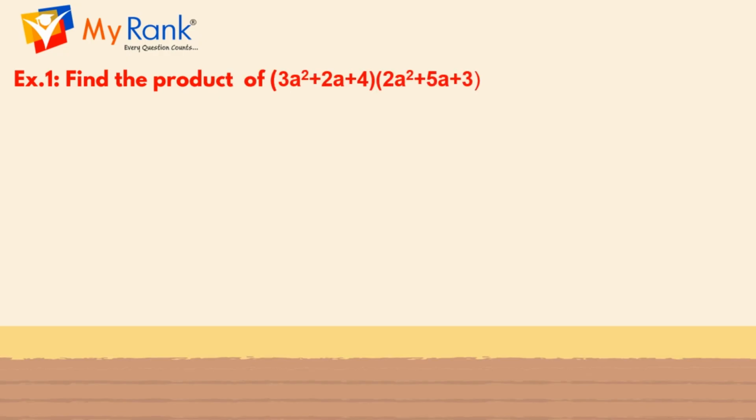Example 1. Finding the product of 3a square plus 2a plus 4 into 2a square plus 5a plus 3. Step 1. Vertical multiplication. Multiplication of both the unit places, 4 into 3 equal to 12.